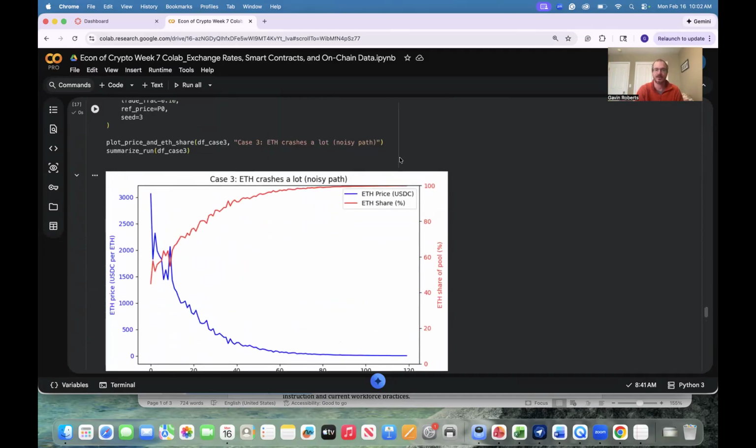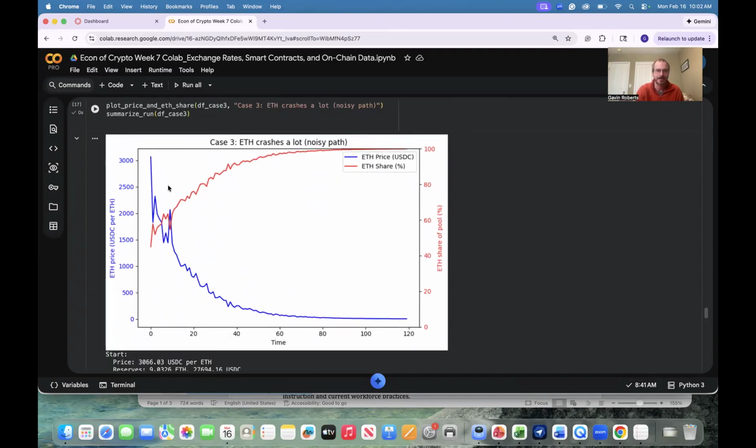We can also take a look at the opposite case, of course. Here we have Ethereum price crashing. Now the pool is 100% Ethereum. Now, this is probably the biggest risk case for the liquidity providers. They said, I want to earn fees by putting Ethereum and US dollar coins in the pool. And so they're sitting there earning fees. Meanwhile, the Ethereum price crashes.